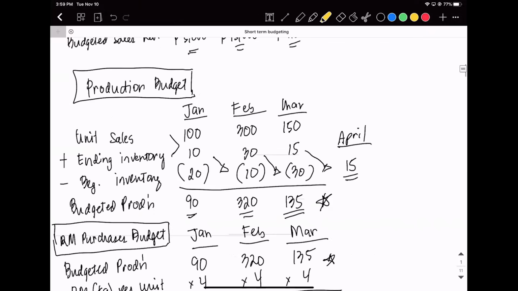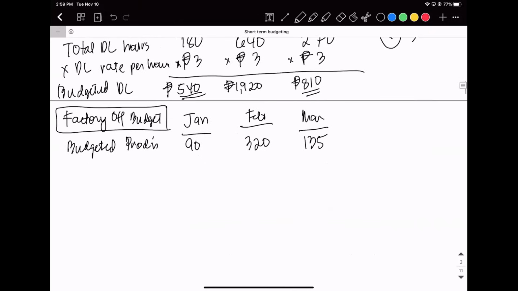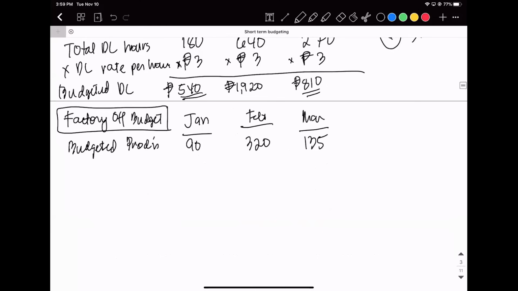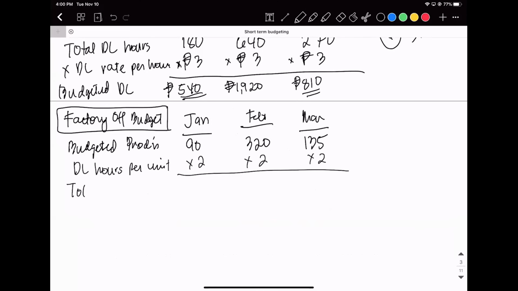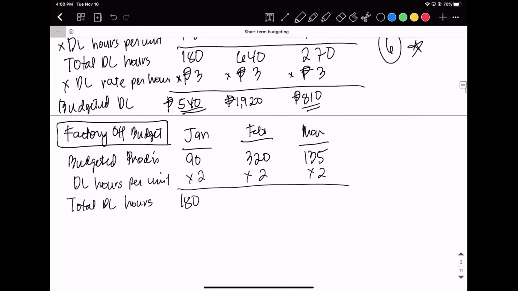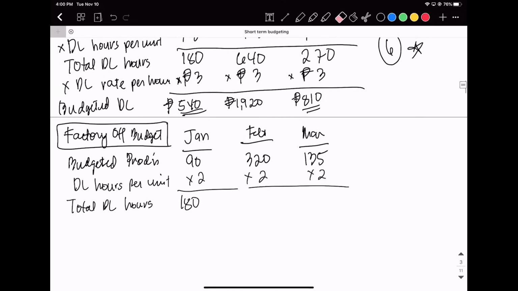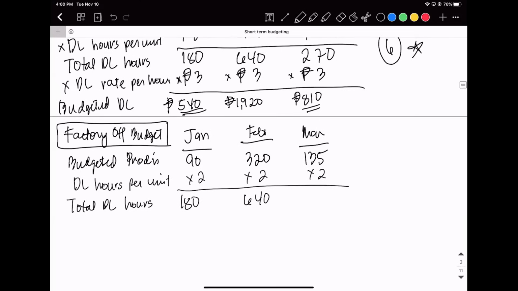Okay, so paano gagawin dito? So unahin natin ang variable nga. Direct labor hours per unit again, that's 2. So times 2, times 2, times 2. So total direct labor hours: 180 again, this is 640, ito rin yan, 640. Kinopya ko lang.